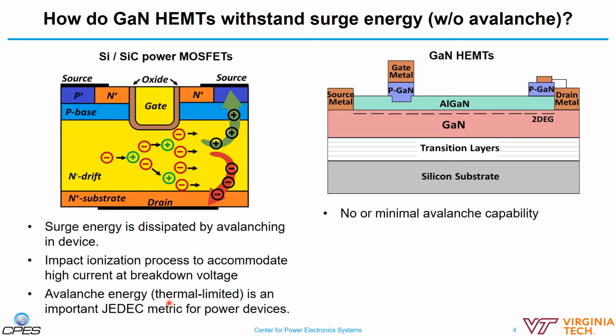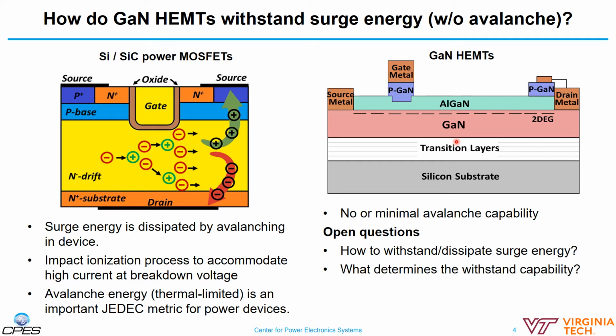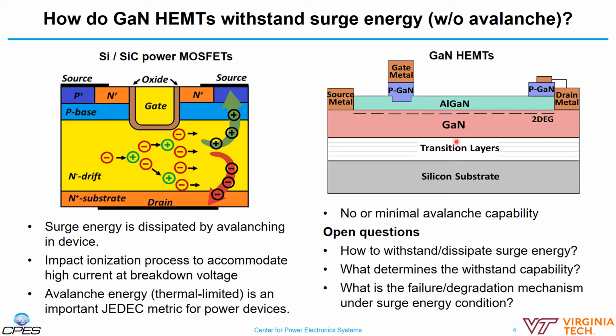However, the gallium nitride high electron mobility transistor actually has no or minimum avalanche capability, because there is no inherent p-n junction between the source and the drain inside this device. So the several questions for GaN HEMTs would be: the first one is how this device withstands the dissipated surge energy, the second one is what determines the withstand capability, and the third one is what are the failure and degradation mechanisms under the surge energy conditions. Those are the questions we're going to answer in this project.